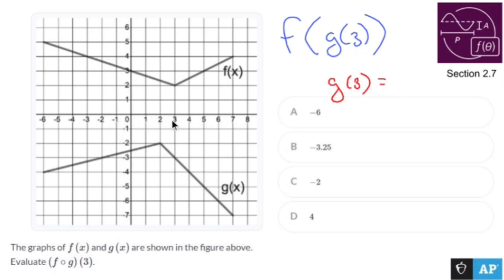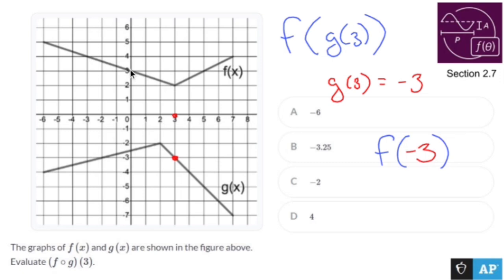So according to this, g of 3, there's 3. g(3) appears to be negative 3. So g(3) is negative 3. So f(g(3)) is the same as f(-3), like so.